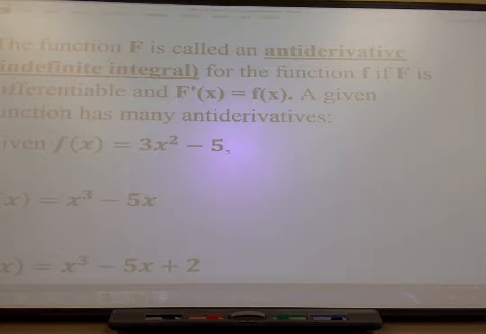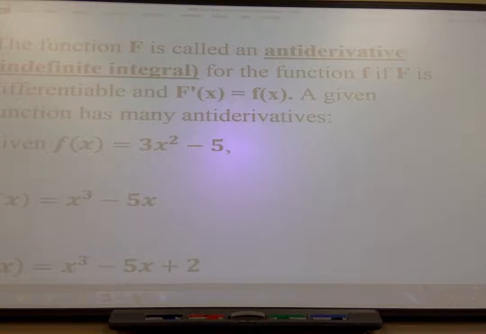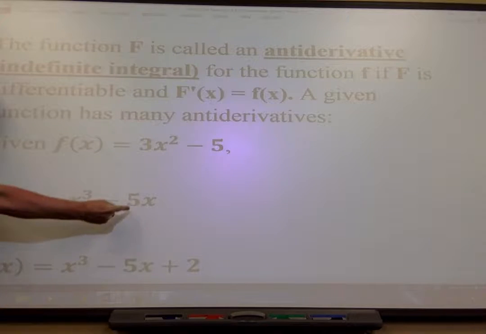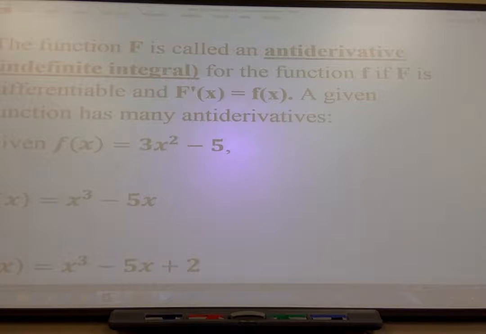Think about this. What if f of x is 3x squared minus 5? Wouldn't this capital F be the antiderivative? If I took the derivative of capital F, what do I get? 6x. Would that be 3x squared minus 5? Yep. What if I took this f? What's the derivative of it? It's little f.